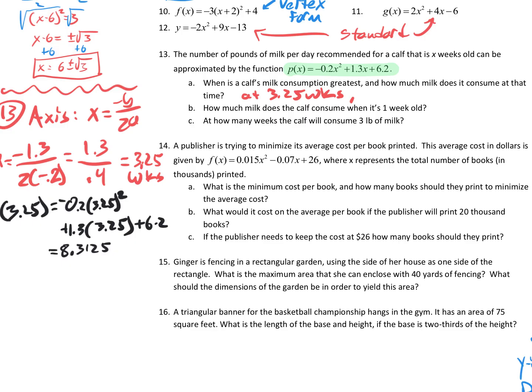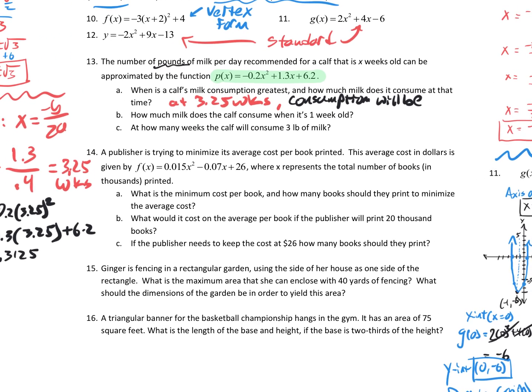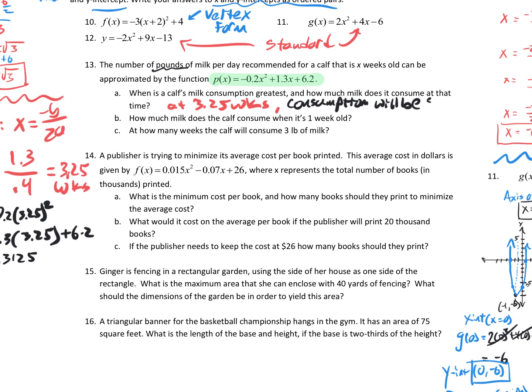The calf's milk consumption, the greatest. Does it give us a unit? Oh yeah, so pounds actually, not gallons. The consumption will be 8.3125 pounds. It doesn't tell us what to round to. We can round to 2 decimal places, it's fine.